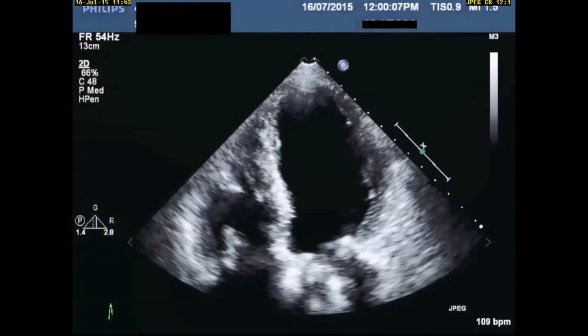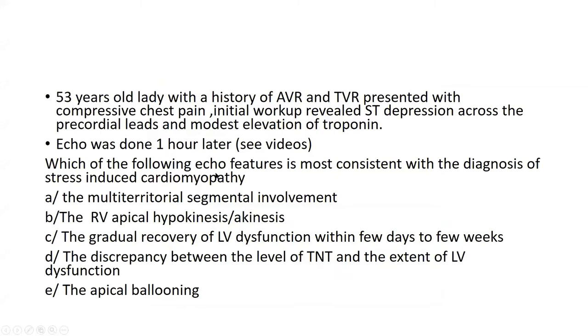98%. Okay? Good. So remember all these features. Lakin, Anna, I want you to remember an important point. Stress-induced cardiomyopathy is a diagnosis by retrospect, meaning there is no way so far you can confidently diagnose stress-induced cardiomyopathy before you exclude coronary artery disease.